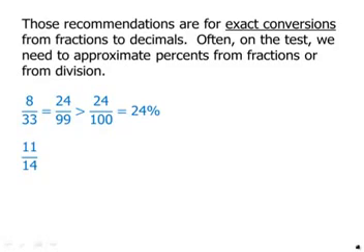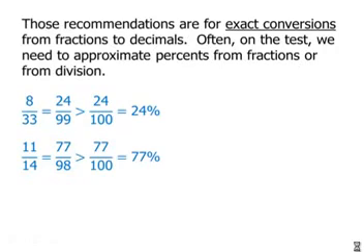11 over 14. Here we can multiply the numerator and denominator by 7, and we'll get 77 over 98. And of course, that's going to be slightly larger than 77 over 100, which is 77%. So 11 over 14 is going to be something slightly larger than 77%. That's also an excellent approximation.